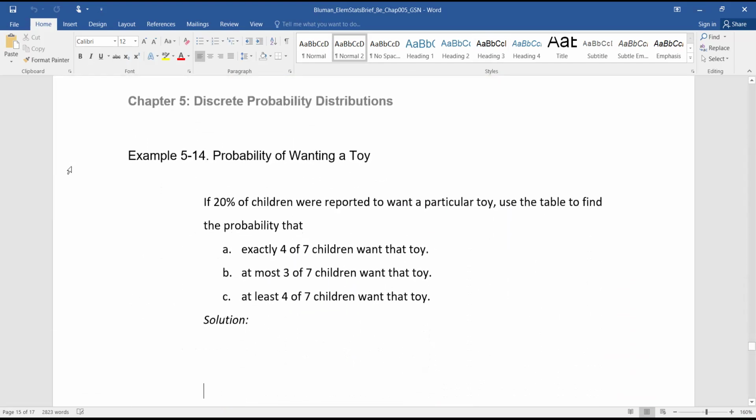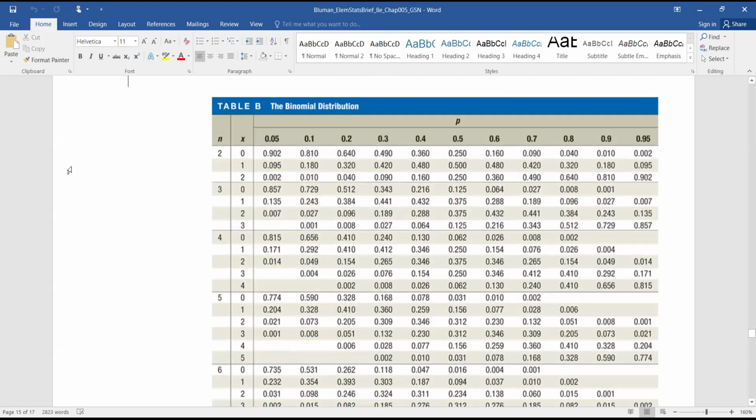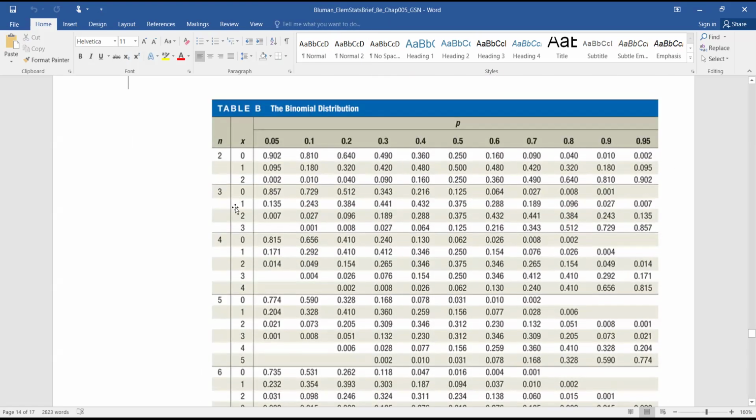So this one says a probability of wanting a toy. So if 20% of children were reported to want a particular toy, let's use the table to find the probability that exactly 4 of 7 children want the toy. So I'm going to go back to the table. So here's the table. So I have, let's see, 20% probability of success. So I'm going to be looking at this column right here at 0.2.